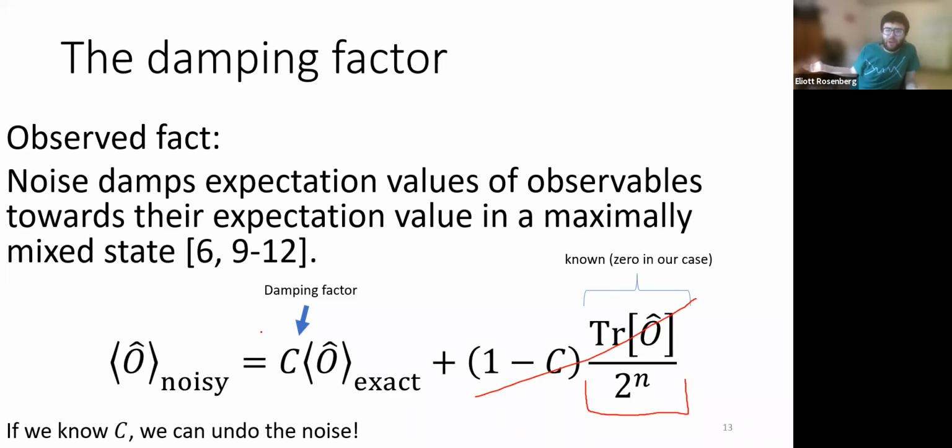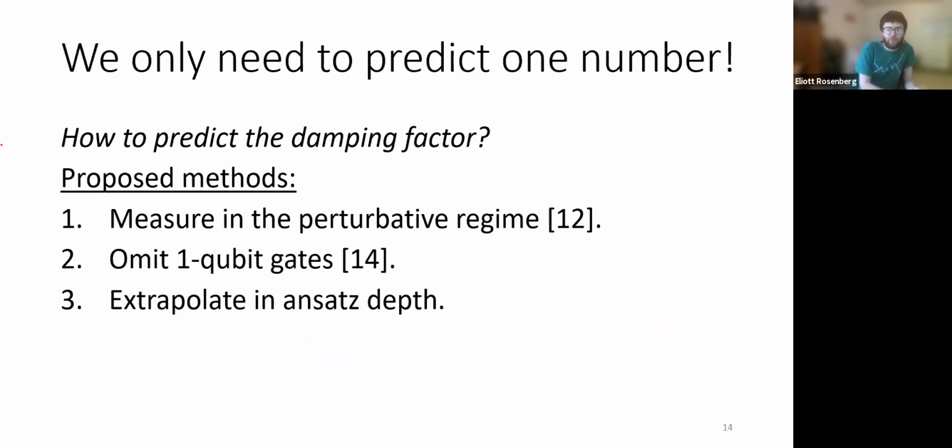Now that's great. We've taken this problem that seems very complicated at first, of like undoing quantum noise, and we've reduced it to estimating one parameter, which is between 0 and 1. The problem is now we have to estimate that parameter. So there are a few different methods that have been proposed for estimating this damping factor.